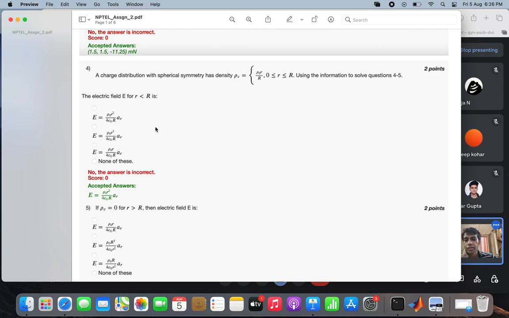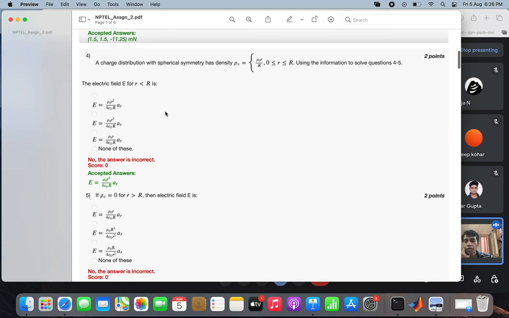So what do we have here? Here we have a charge distribution which has a spherical symmetry, meaning that it depends only on the radial coordinate r. It has no dependence on theta or phi if you use spherical polar coordinates. Okay. So a charge distribution with a spherical symmetry has this charge density which is given by rho of v, and this charge density is valid for 0 less than small r less than capital R. So what is the electric field for any r less than capital R?